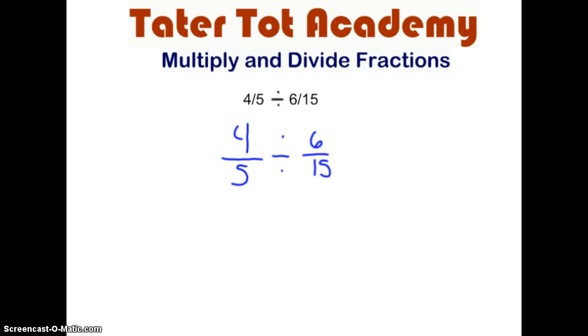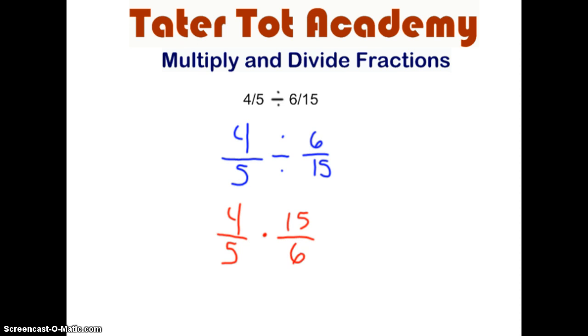We had 4/5 divided by 6/15. Divided by 6/15, so that means I need to multiply by the reciprocal of 6/15. And the reciprocal of 6/15 would be 15/6. So let's go ahead and rewrite that now. So now I have 4/5 times the reciprocal of 6/15, which is 15/6. Well, we're going to go ahead and take a look at what this will do next.